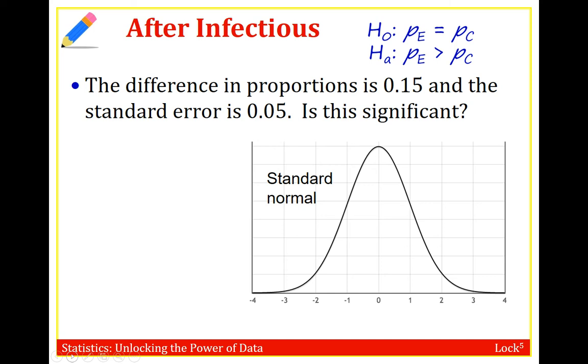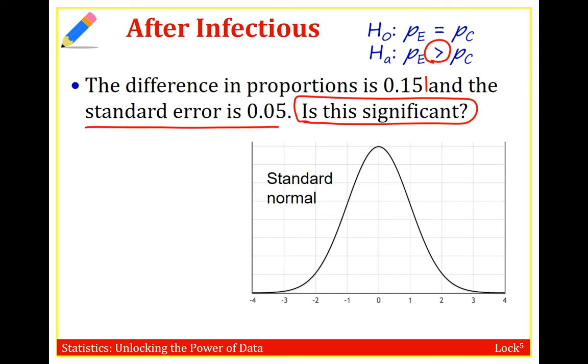So this malaria now is being pushed out. And I know it's a right tail test. How do I know it's a right tail test? Look at H of A. H of A says greater, okay? It says the difference in proportions is 0.15. So when these calculations were made, I think it was actually 0.151. I might have missed a 1 when I calculated. And the standard error is 0.05. The question is, is this significant?